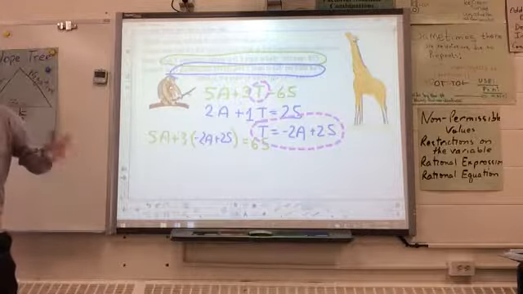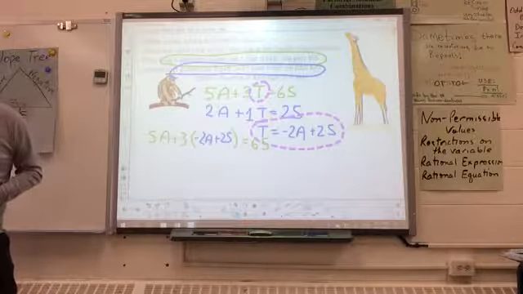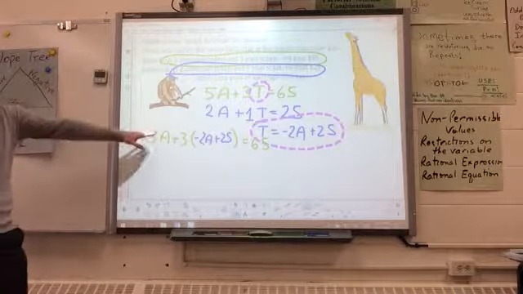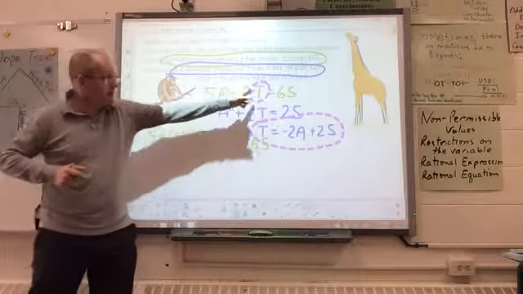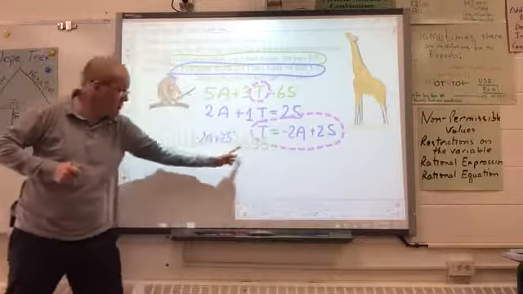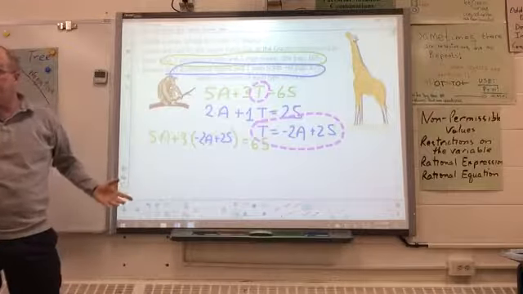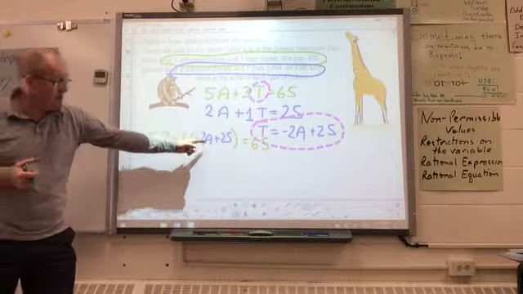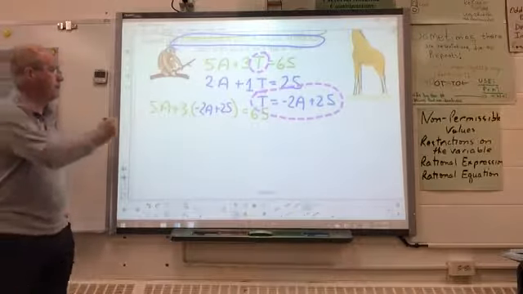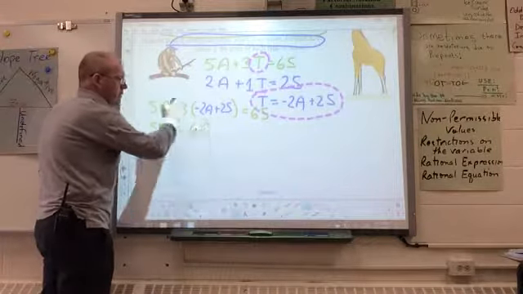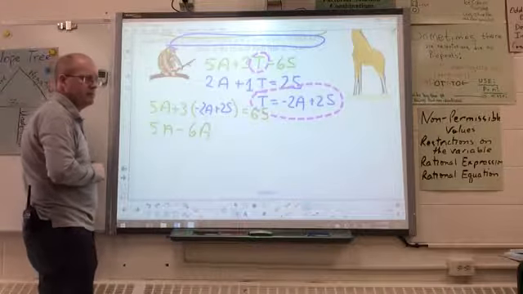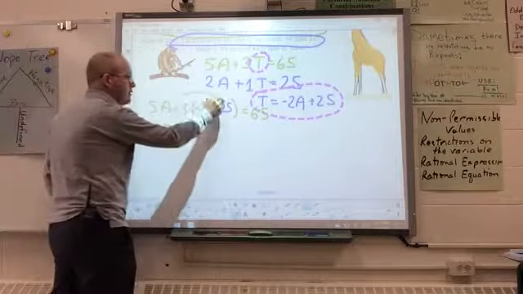I have to multiply it out, combine like terms, and so on. Nothing we haven't done before. Once you get to this point, it's just annoying. So remember, it was T, but T is minus 2A plus 25. This is substitution. Now, what's 3 times minus 2A? What's that? 3 times 25 is? 3 times 25 is?